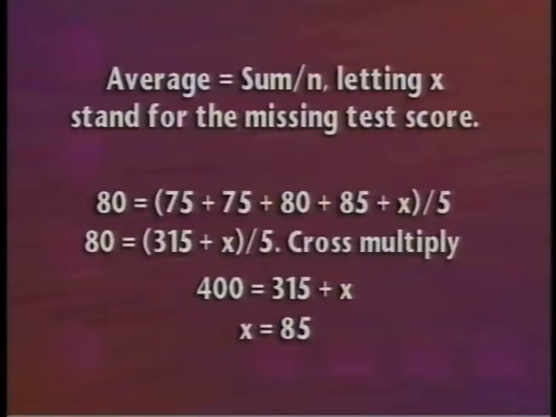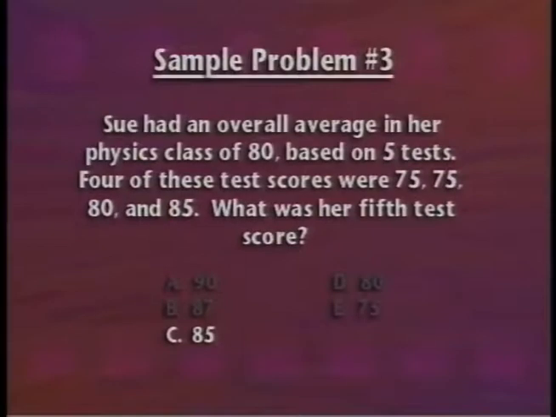Then let's collect terms. 80 equals 315 plus x, all divided by 5. Then let's cross multiply. 5 times 80 is 400, so 400 equals 315 plus x. And then finally do a subtraction to find x. X equals 85, the 5th test score. Answer C.